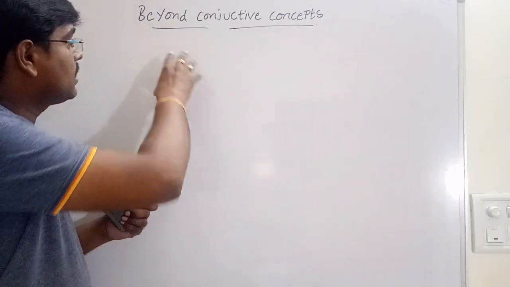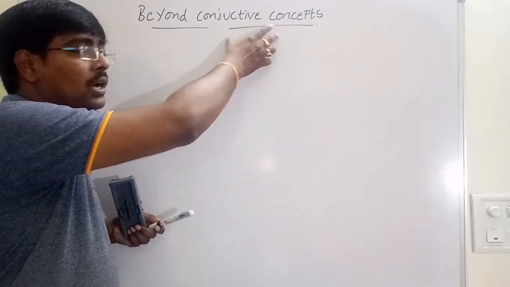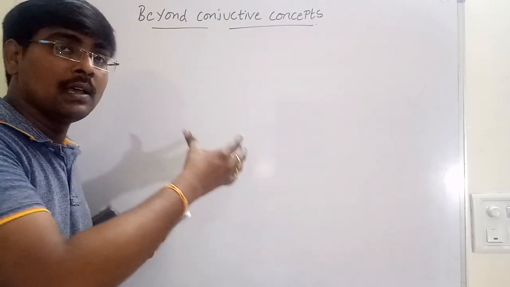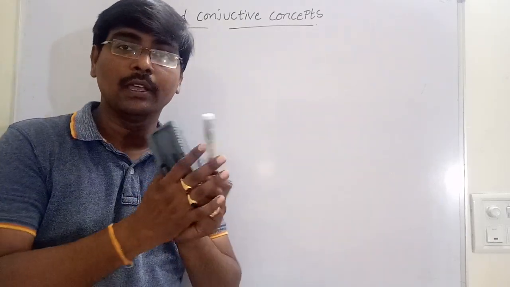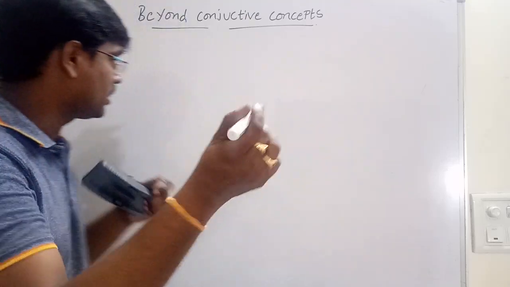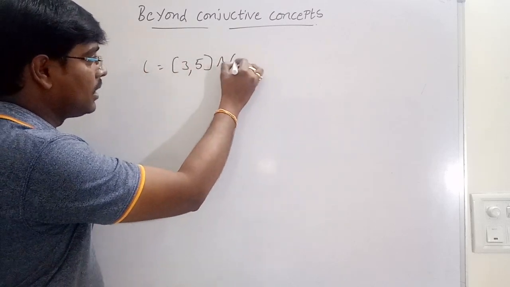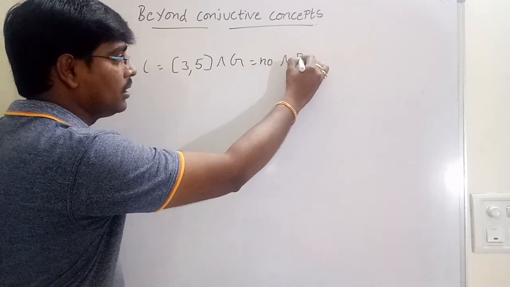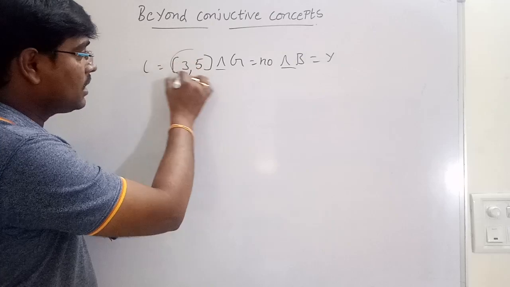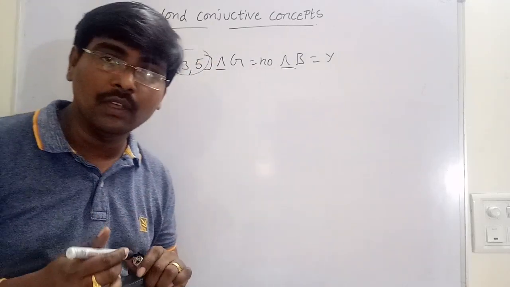Today we will discuss the concept of beyond conjunctive concepts. Up to now we have discussed the conjunctive concepts. A conjunctive concept means the concept is identified by using a conjunction of literals or a conjunction of disjunctions of literals. For example, length is equal to 3, 5 and gills is equal to no and suppose the bake is equal to s. This is the conjunction, this is the disjunction. So a conjunction of disjunctions of literals is used to identify a concept.